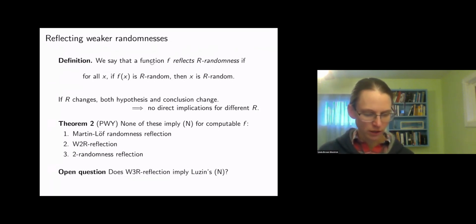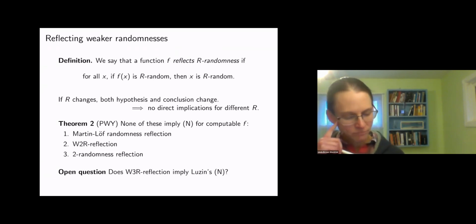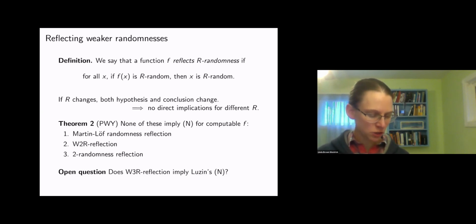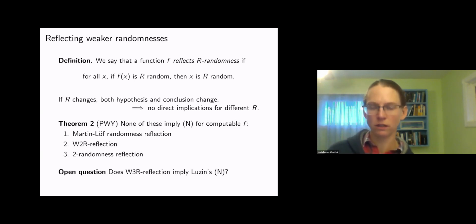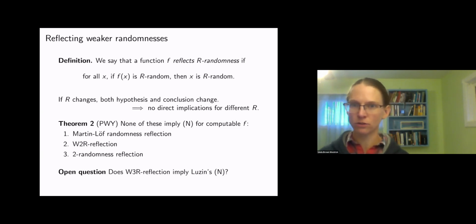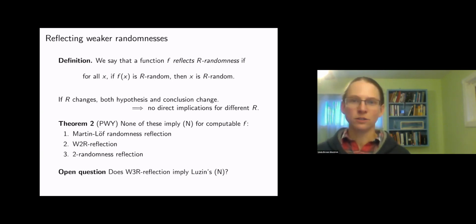Here is exactly the copied definition. One thing that's important to notice: if we change the notion of randomness, then we are changing not only the hypothesis of reflects R randomness, but also the conclusion. So they would both get stronger, or both get weaker. That means there are no obvious implications between the different randomness reflection notions, right? Just because Luzin's N is equivalent to pi 1, 1 randomness reflection, that doesn't tell you anything about Martin-Löf randomness reflection, for example.